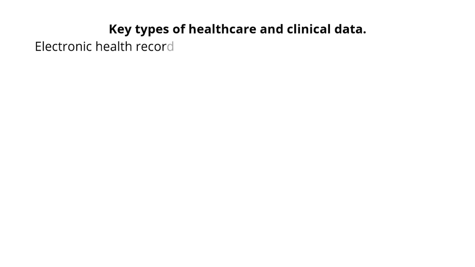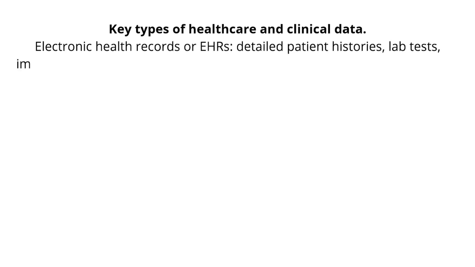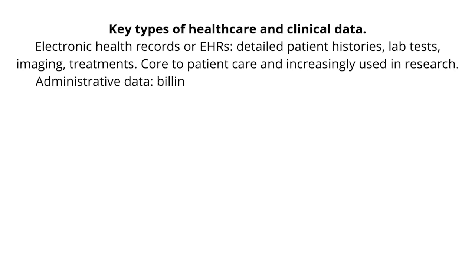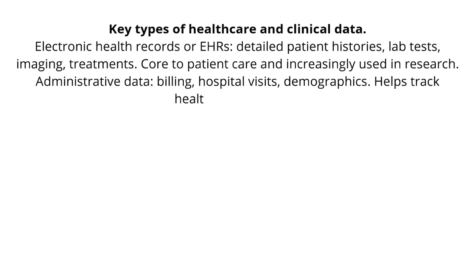Key types of healthcare and clinical data. Beyond categories and numbers, clinical data for healthcare and trials includes electronic health records, or EHRs, detailed patient histories, lab tests, imaging, treatments. Core to patient care and increasingly used in research. Administrative data, billing, hospital visits, demographics.